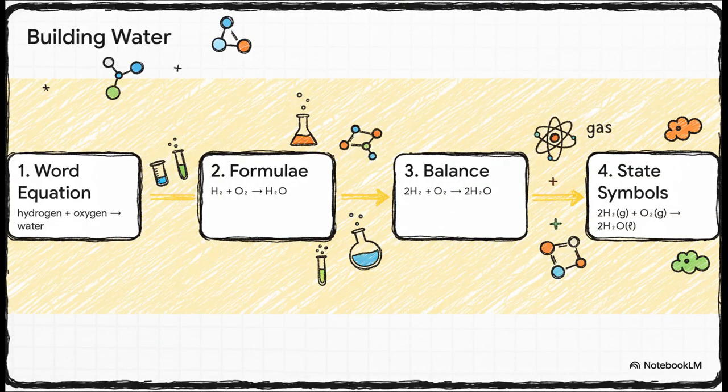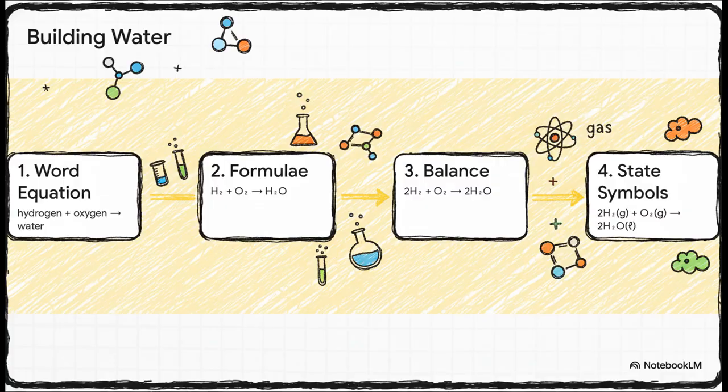Chemists have this really neat step-by-step way of showing how this happens. Let's take water. They start with a simple word equation. Hydrogen plus oxygen gives you water. Then they translate that into the chemical symbols we all know. After that, they have to balance it, kind of like making sure a recipe has the right amounts. And finally, they add these little symbols to show what state everything's in, which is how we see, right there on paper, how two gases react to form a liquid.